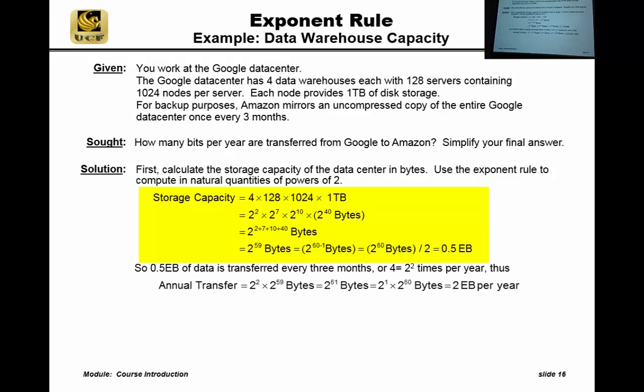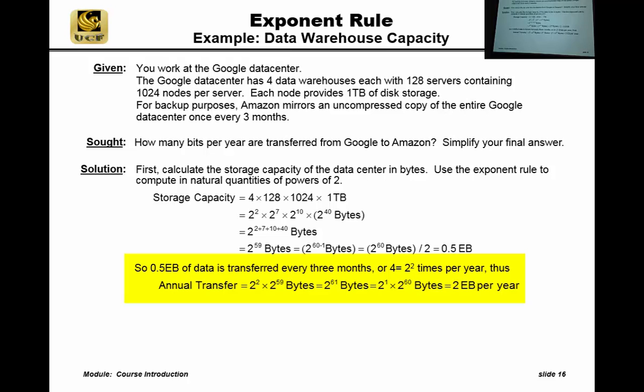It's a huge amount of data. So half an exabyte of data is transferred every 3 months. You see any powers of 2 and 3 months? Because it's asked for annually. Bits per year. 3 months is what? 1 over 2 to the... How many months in a year? 12. And 3 months is 1/4.